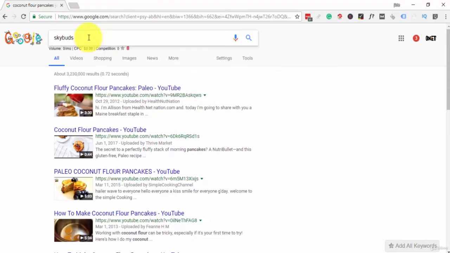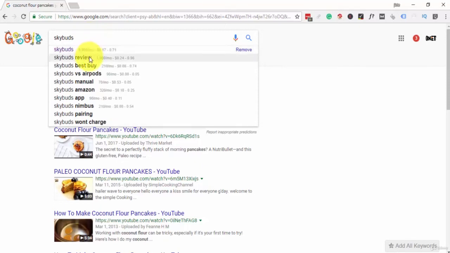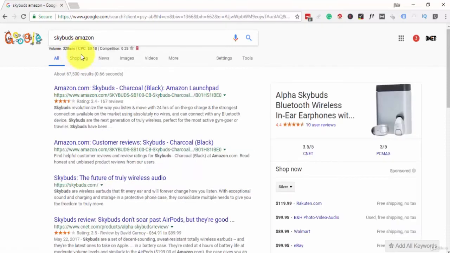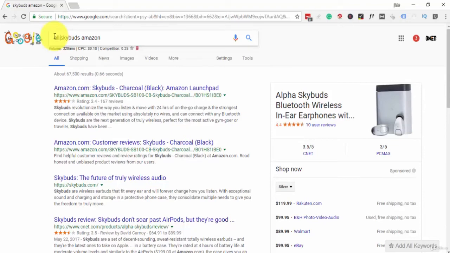So let's see, like Skybots. Okay, fine. Let's see Skybots review. Skybots Amazon. Skybots Amazon has 230 monthly search volume. So what we have to do is allintitle, colon, then search.